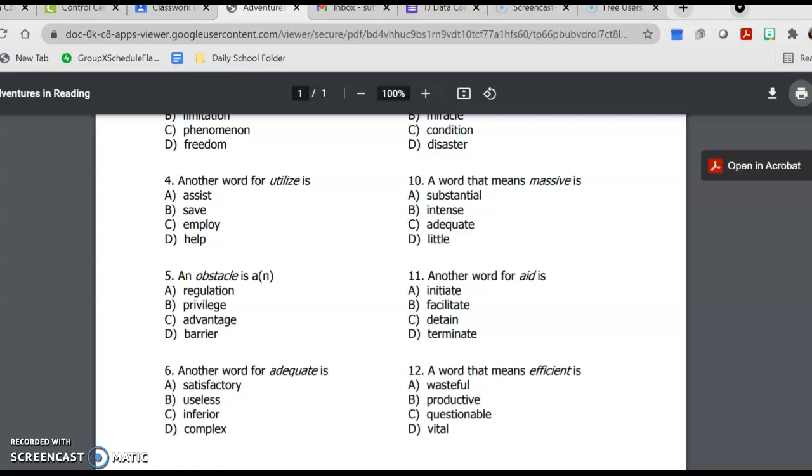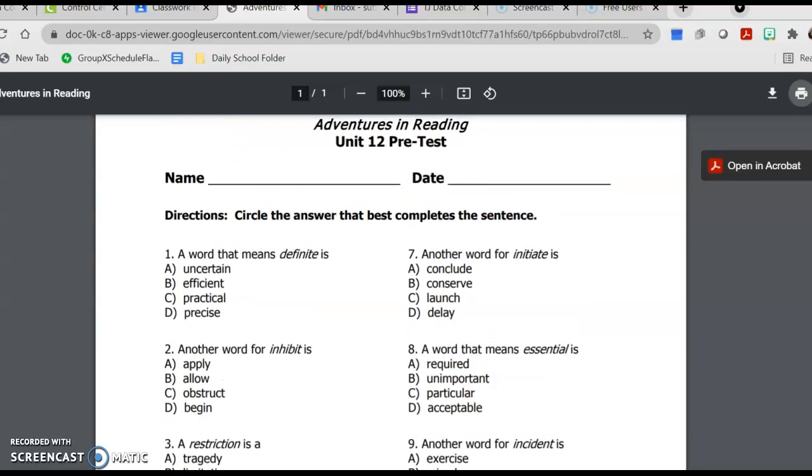Number 6, another word for adequate is A, satisfactory, B, useless, C, inferior, or D, complex. Number 7, another word for initiate is A, conclude, B, conserve, C, launch, or D, delay.